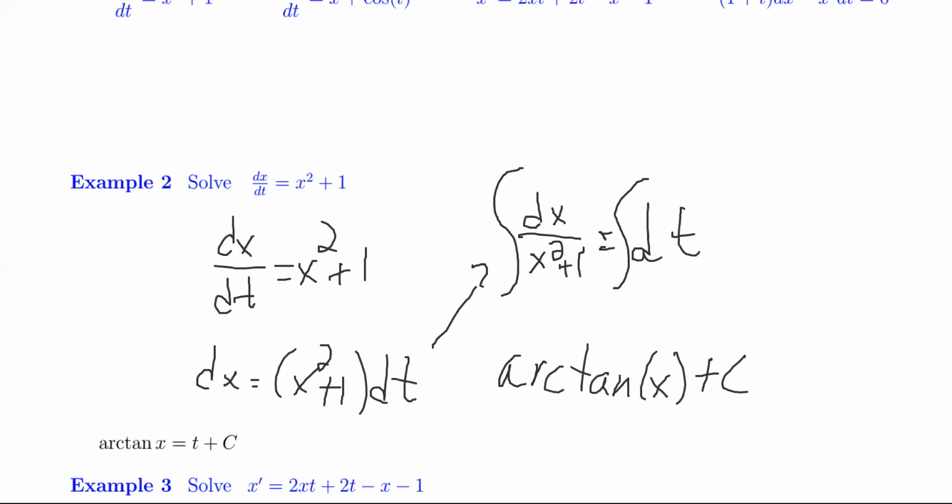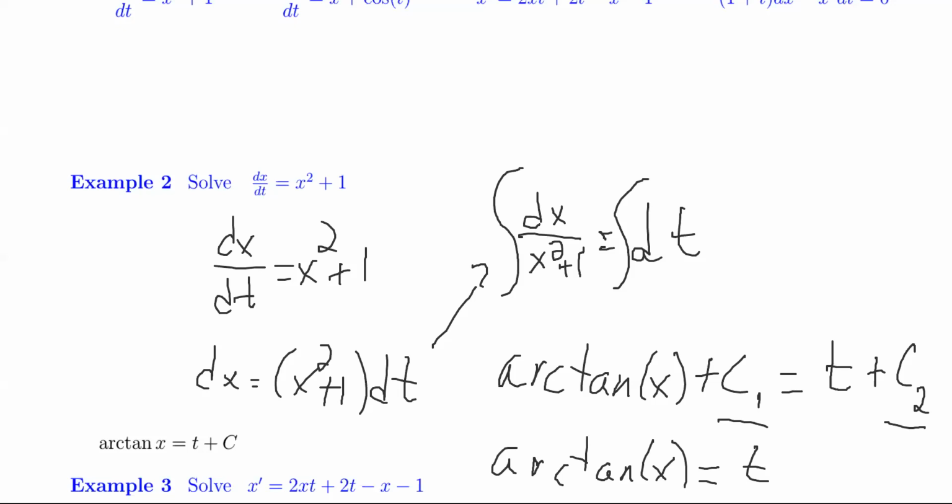For right now, I'm going to call this a C1. The right-hand side is the integral of 1 dt. The integral of 1 dt is just t plus some constant I will call C2. Generally, once we have something of this form, if we have a C1 and a C2, we can just move those all to one side and rewrite it as just a new constant C. So we can rewrite this as arctan of x is equal to t plus some constant c, which is what's written here, right? That is our answer.